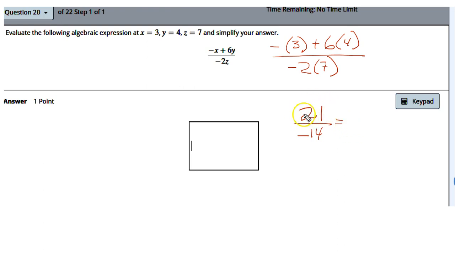Now, can you simplify this? This is the key, and the answer is yes. You could take a 7 out of each of these terms. So we know the answer is going to be negative. And 7 goes into 14 twice. 7 goes into 21 3 times. So our answer then is a negative 3/2. And hopefully that's what you got. All right, let's go on.